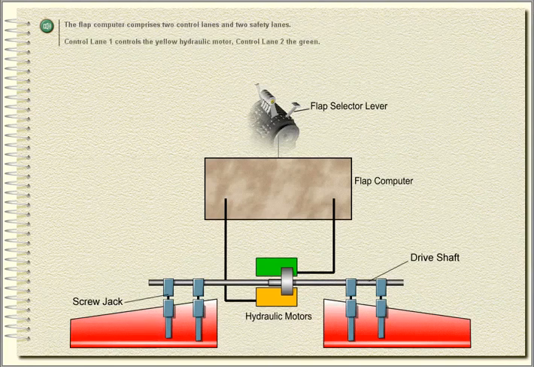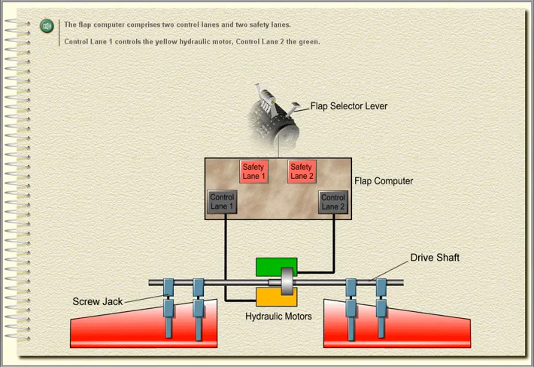The signal from the flap selector lever is sent to the flap computer, which in turn signals the 2 hydraulic motors. The flap computer comprises 2 control lanes and 2 safety lanes. Control lane 1 controls the yellow hydraulic motor. Control lane 2, the green. Each control lane is capable of operating the entire flap system.